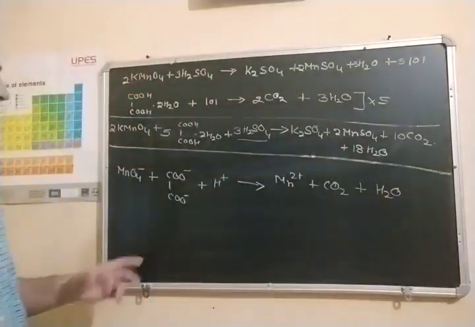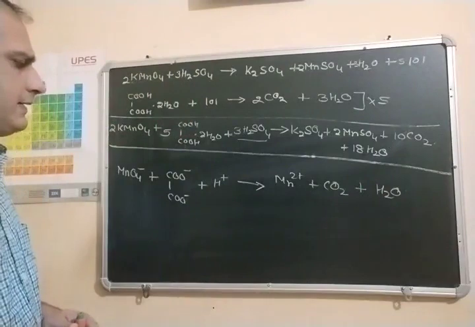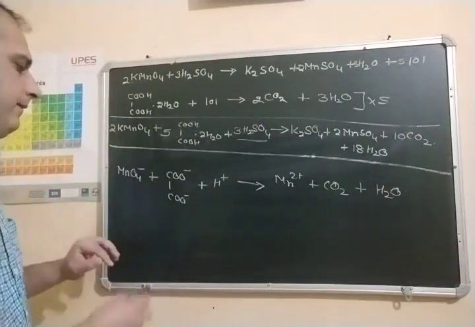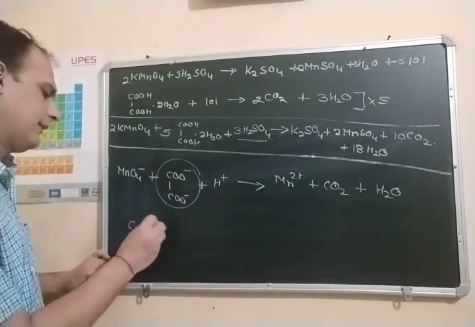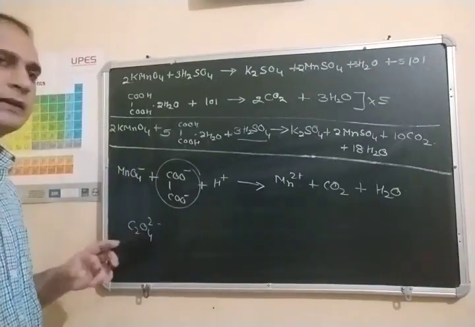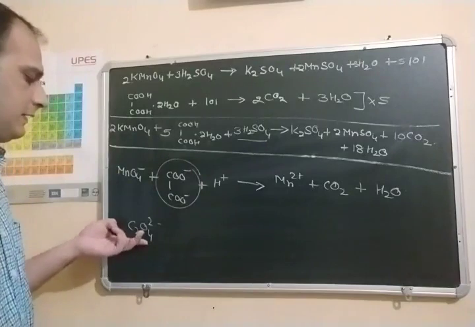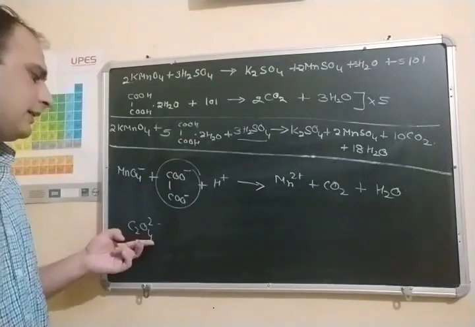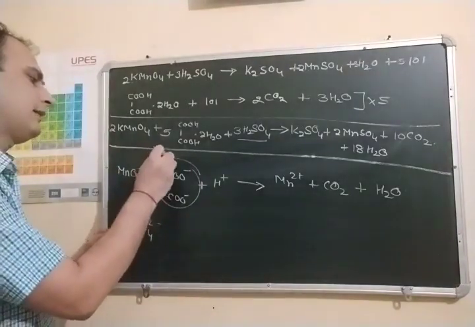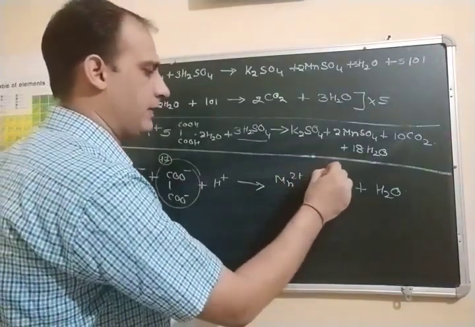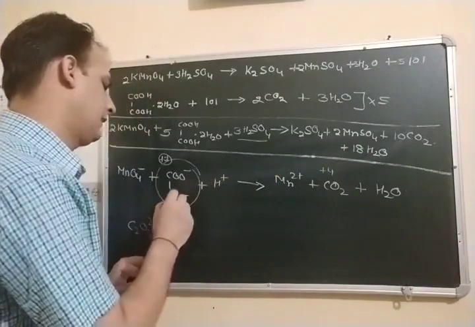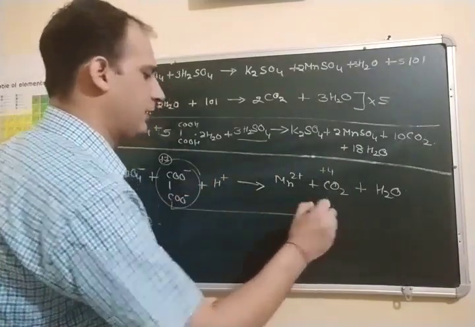You have to balance this equation, and you can balance easily. As far as this oxalate ion is concerned, this is C2O4 2 negative, and you can find out the oxidation state of carbon. The oxidation state of carbon is +3, and carbon is undergoing change from +3 oxidation state to what? +4 oxidation state. There is an increase in oxidation number.